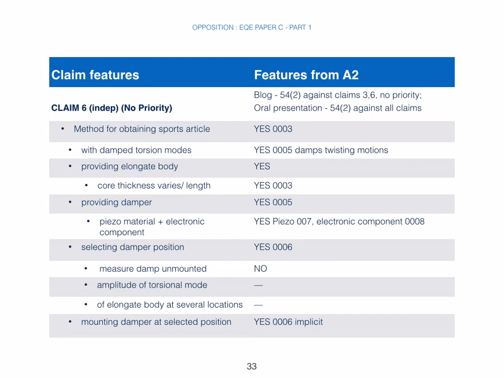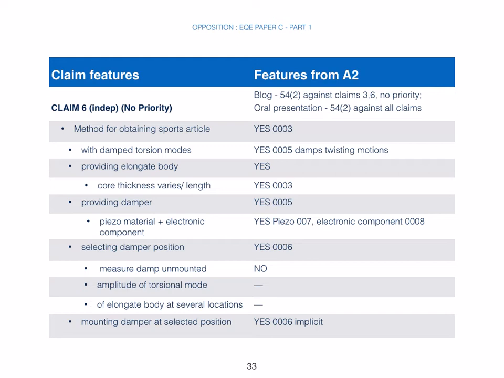Method for obtaining a sports article, yes, paragraph 3. With damped torsion modes, yes, paragraph 5. Damps twisting motions. Providing an elongate body, yes. Core thickness varies with length, yes, paragraph 3. Providing a damper, yes, paragraph 5. The damper has piezo material plus electronic component, yes, piezo material, paragraph 7, and electronic component, paragraph 8. Selecting the damper position, yes, paragraph 8.